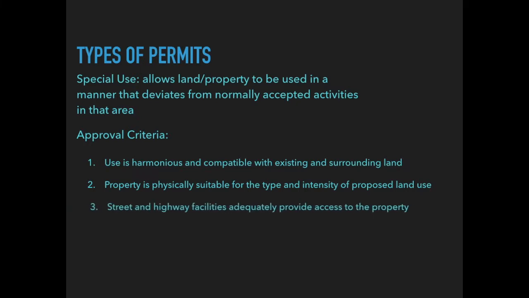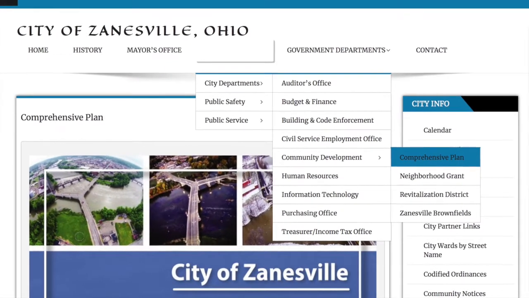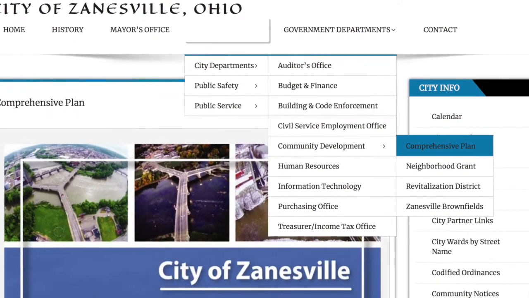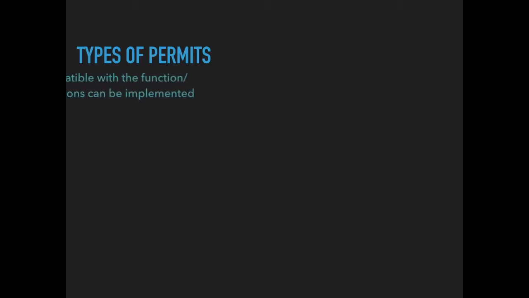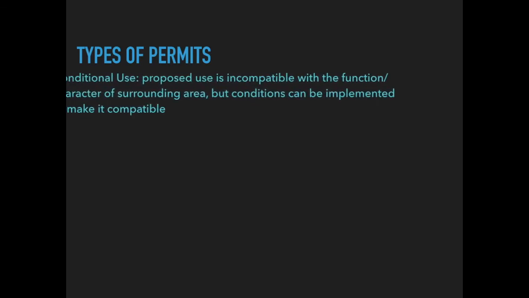Number three, street and highway facilities adequately provide access to the property. Number four, the use must not compromise public health, safety, or welfare, and must comply with the overarching objectives of the city's comprehensive plan, which can be found under the Community Development tab on www.coz.org.